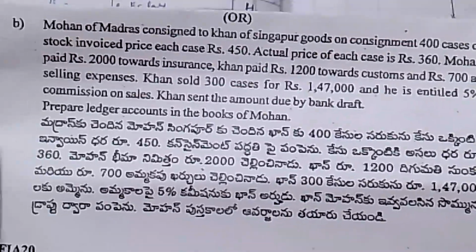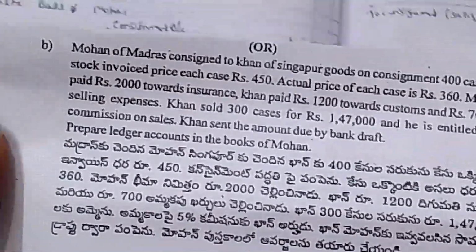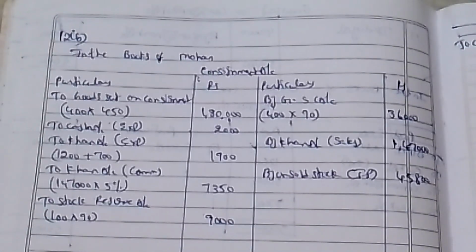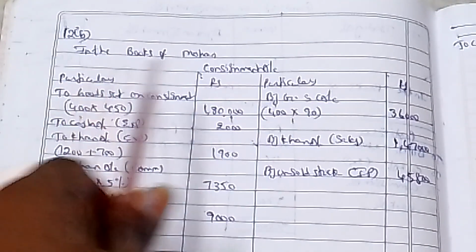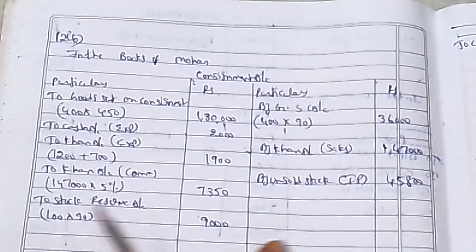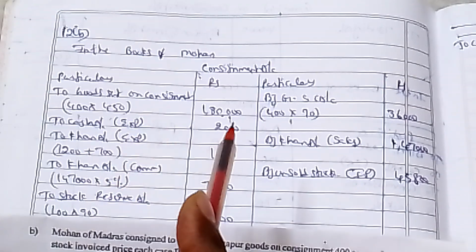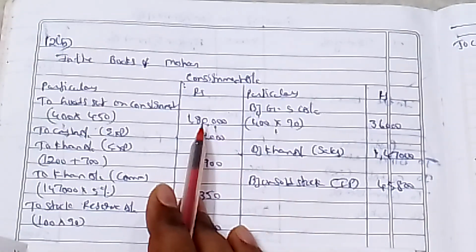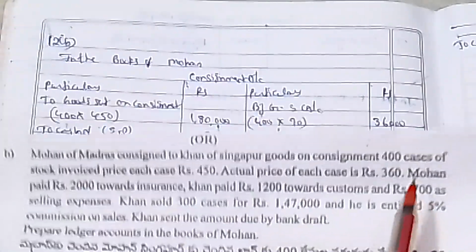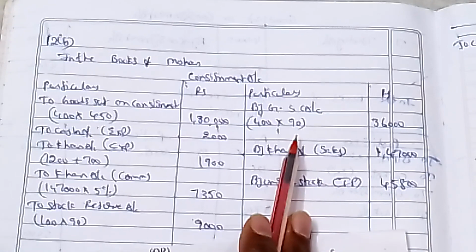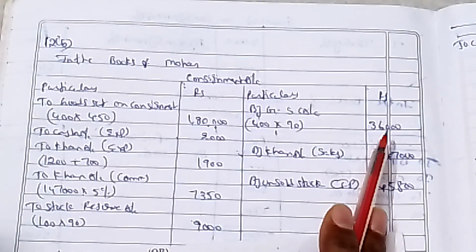So first of all, we have to prepare the consignment account in the books of Mohan. Consignment account. Particulars, amount. So here, goods at invoice price to goods sent on consignment, 400 cases into 450, 1,80,000. The difference amount, 450 minus 360, is 90 rupees. 400 cases into 90, invoice price, it means stock reserve. 400 into 90 is 36,000. Invoice price, cancellation of additional price, 36,000.